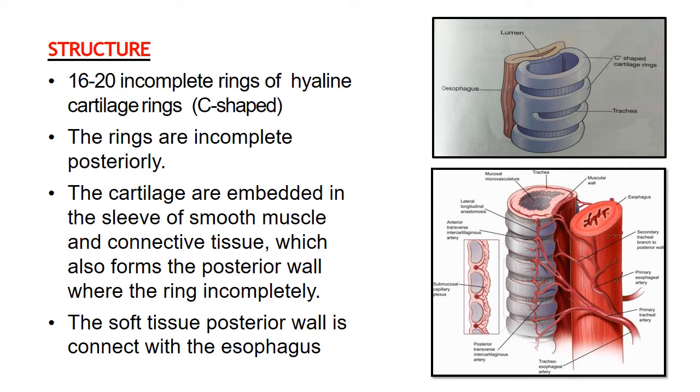The cartilages are embedded in the sheath of the smooth muscles and connective tissue, which also form the posterior wall where the ring is incomplete. So in the posterior wall there is the sheath of the smooth muscle and the connective tissue only. There is no cartilage. So the soft tissue posterior wall is connected with the esophagus.